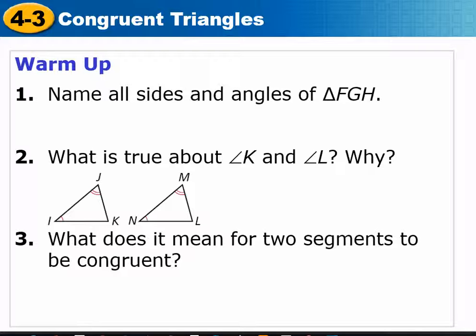Hello, this is Ms. DB, and today we're going to go over a very important lesson from Chapter 4. This is Section 3 on congruent triangles. There's a warm-up today to do, so try to answer each of these questions and then we'll check your answers.